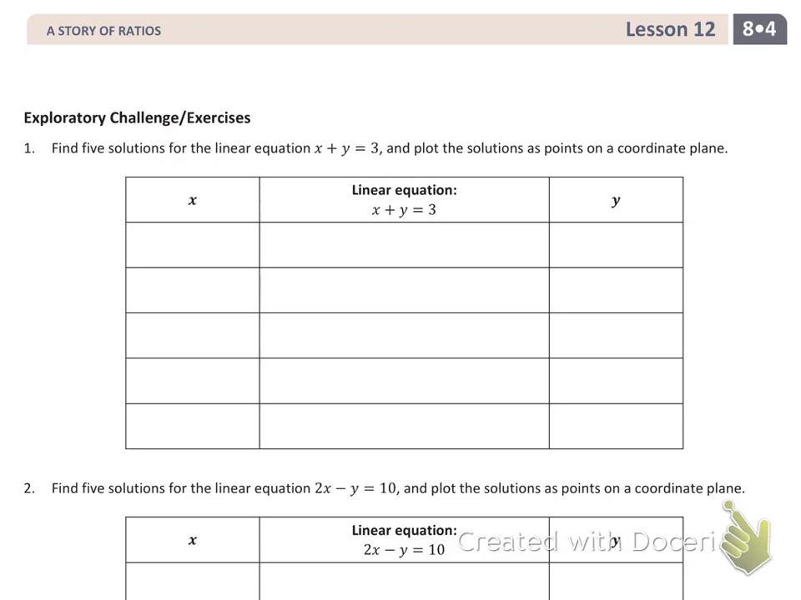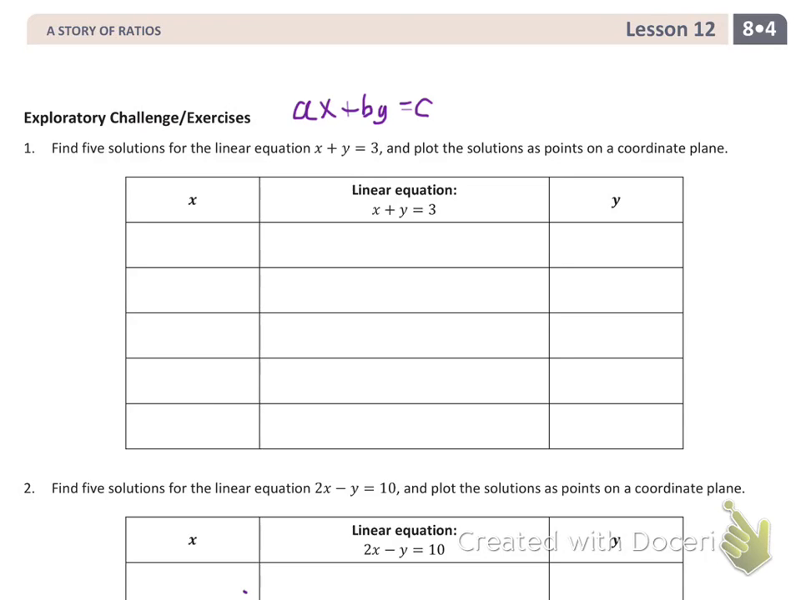Okay, so now let's work on exploratory challenge number 1. You're asked to find 5 solutions for the linear equation x plus y equals 3, and then plot the solutions as points on a coordinate plane. So we'll do that too. But I want to point out that these equations are still written in ax plus by equals c.